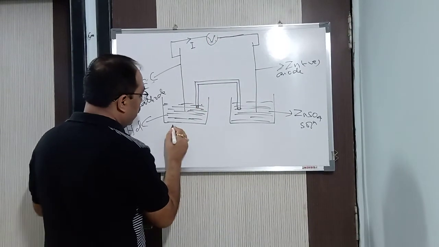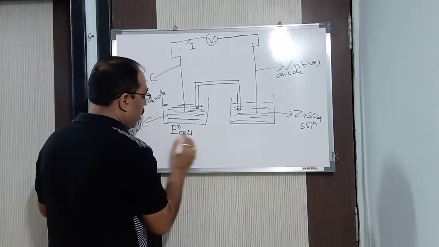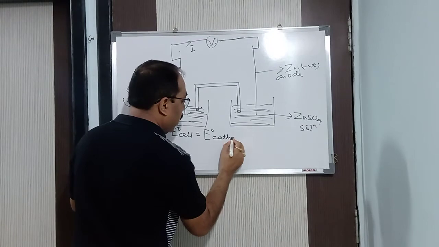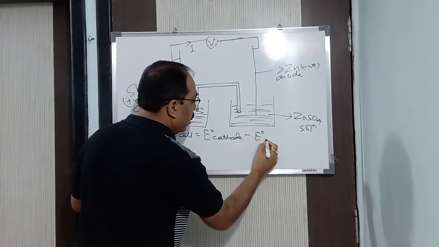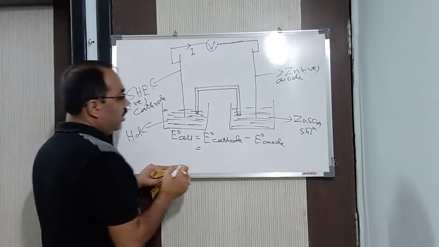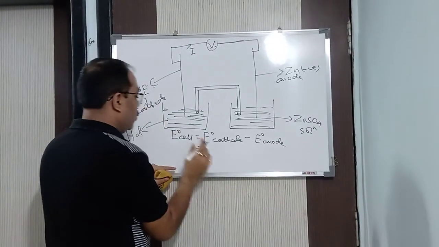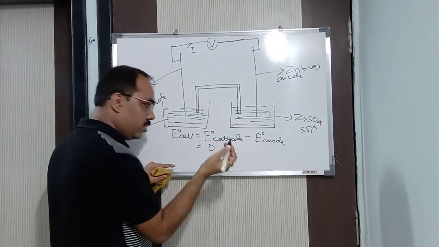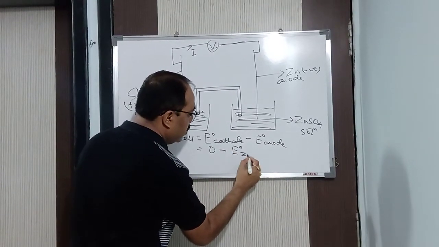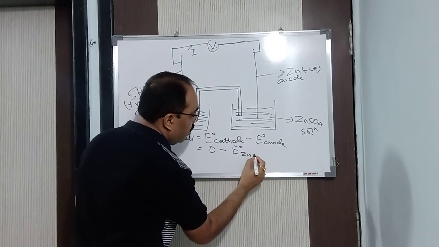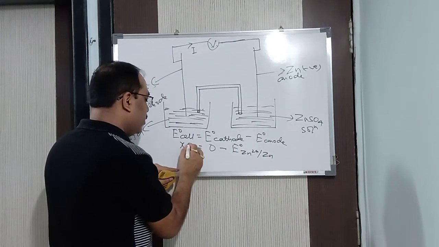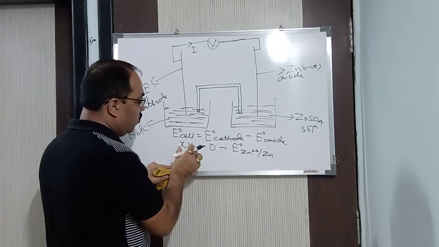Now the same formula: E naught cell is equal to E naught cathode minus E naught anode. Here, which is cathode? SHE. What is its value? 0. You know that. E naught anode, what is that? Nothing but E naught Zn, since anode is oxidation. E naught Zn2+/Zn it will be, and its value is X volt. So what do you get here?